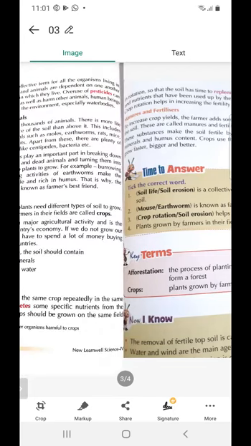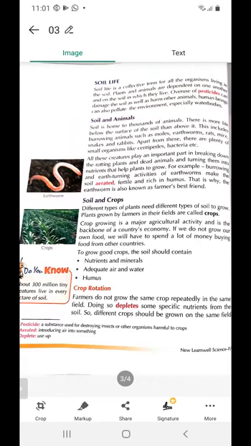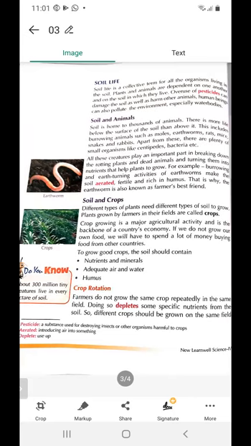So again, I am repeating, what do you mean by crop rotation? If we grow different crops, this is called crop rotation. And what is the purpose of crop rotation? To increase the fertility of the soil. So to increase the fertility of the soil, we use crop rotation.